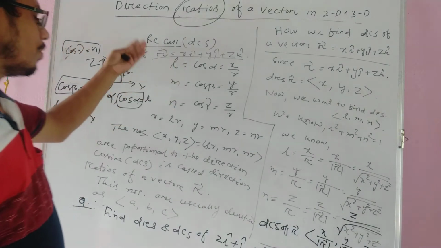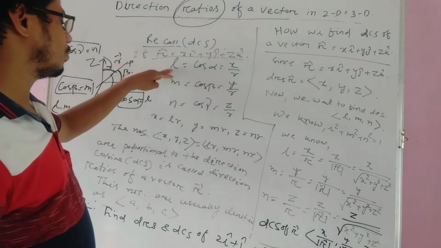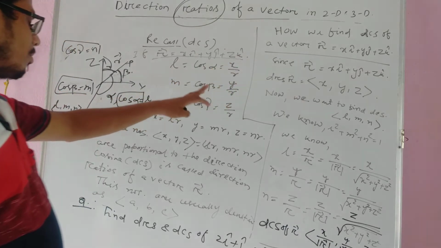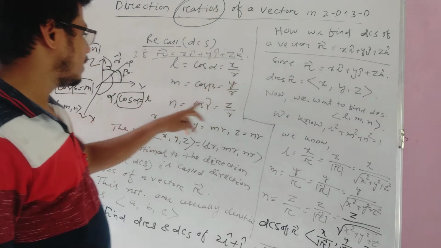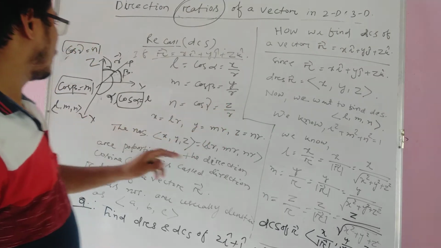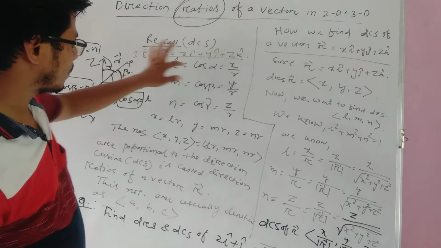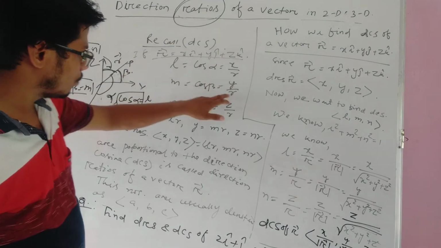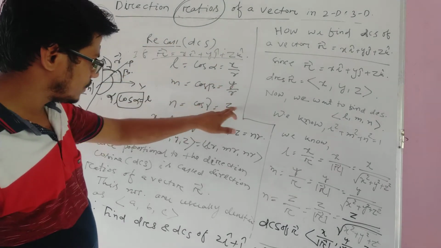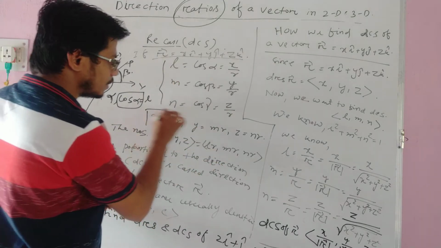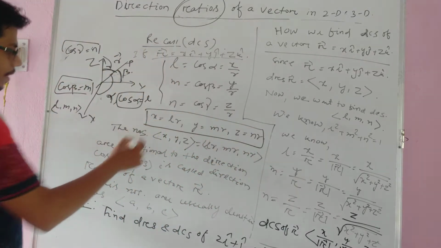In the previous slide we discussed that L equals cos alpha equals x by r, M equals y by r, and N equals z by r. So x is equal to L into r, y equals M into r, and z equals N into r. We already discussed this in the previous video.